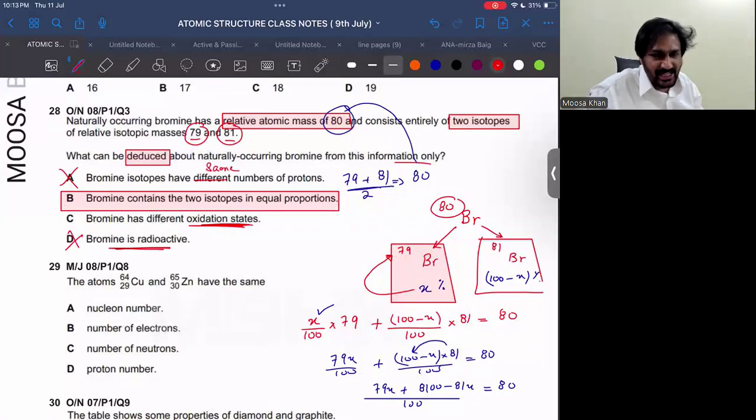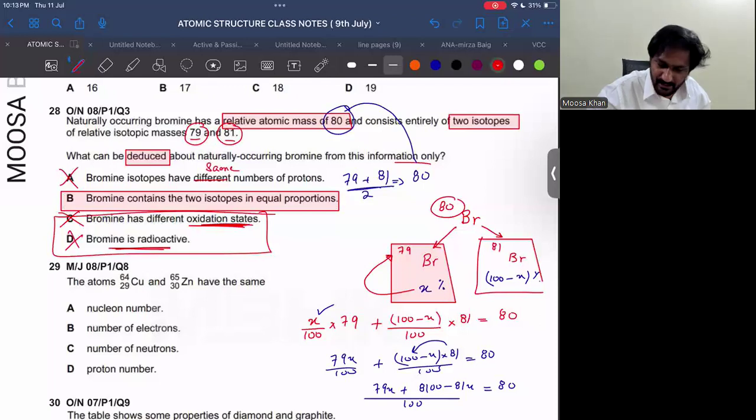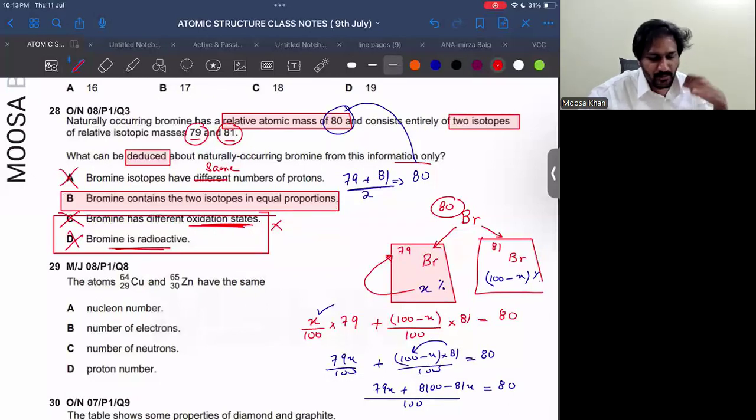Different oxidation state is another word for different charges, and different charges can only be possessed by transition elements which are in between group 2 and group 3. Bromine is not a transition element, isliye C bhi nahi hoga iska answer. But again, ye wali cheezein humein aage wale chapters mein padhni hain, toh ye humein wahan pe pata hongi. But right now what you have studied, if you see it in the option B, he is saying bromine contains two isotopes in equal proportion.